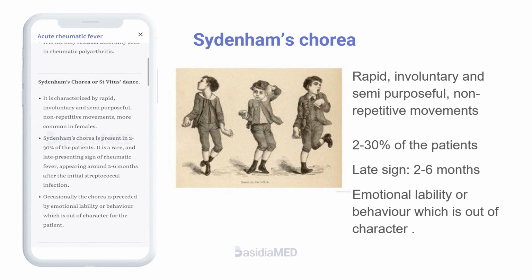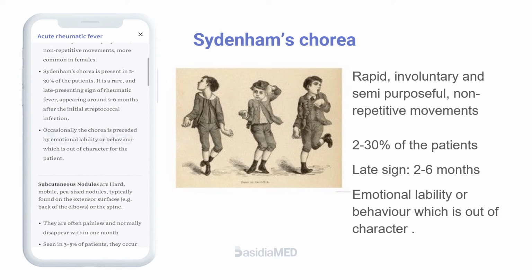Sydenham's chorea, or St. Vitus dance. It is characterized by rapid, involuntary, and semi-purposeful, non-repetitive movements, more common in females. Sydenham's chorea is present in 2 to 30% of the patients. It is a rare and late-presenting sign of rheumatic fever, appearing around 2 to 6 months after the initial streptococcal infection. Occasionally the chorea is preceded by emotional lability or behavior, which is out of character for the patient.